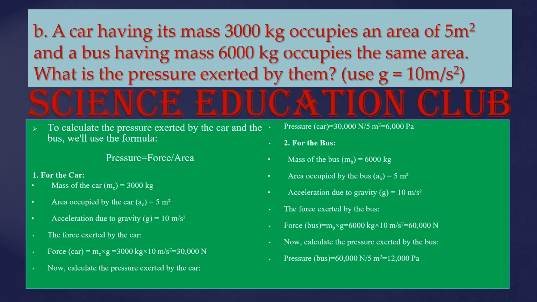Similarly, a car having a mass of 3000 kg occupies an area of 5 square meter and a bus having a mass of 6000 kg occupies the same area. What is the pressure exerted by them? Use g equals 10 meter per second square. To calculate this we use the formula pressure equals force divided by area, and by calculation the force of the car is 30,000 Newton, the pressure of the car is 6000 Pascal and the pressure of the bus is 12,000 Pascal.